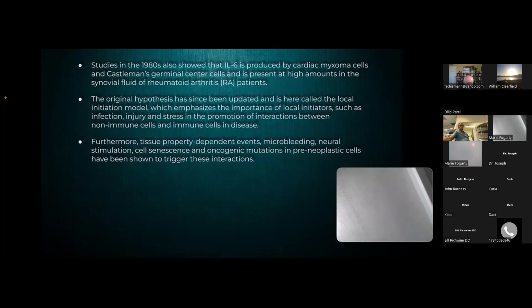Furthermore, tissue property dependent events, microbleeding, neurostimulation, cellular senescence, and oncogenic mutation in preneoplastic cells have been shown to trigger these interactions. I mean, you have vaccines, you've got another variant of a virus, and with each hit, what if it's like you're working your way, the body's heating up with each hit, especially considering a certain virus that we know polarizes specifically to Th17. And Th17 is the common denominator of autoimmune diseases. So if you already have psoriasis or ulcerative colitis, you already have that Th17 dominance.